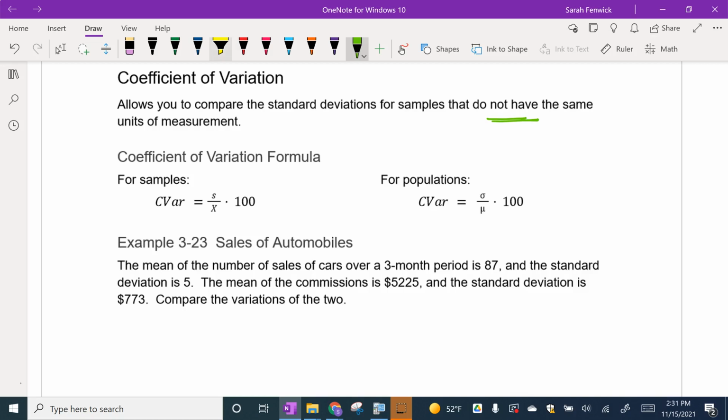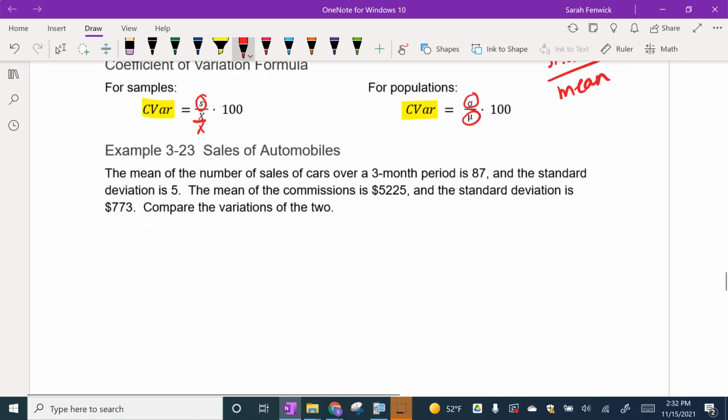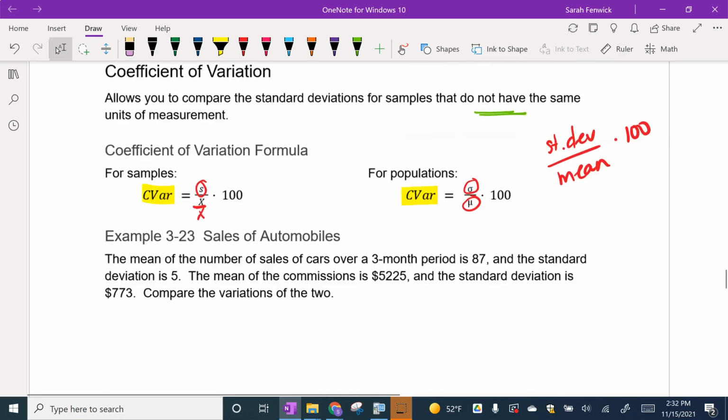We abbreviate coefficient of variation as C-var. And if you notice, both of these have pretty much the same formula. S, or sigma, is your standard deviation, one for sample, one for population, but it's still standard deviation. And then this was a typo, it's supposed to be X bar and mu, which are both mean. So standard deviation over the mean times 100.